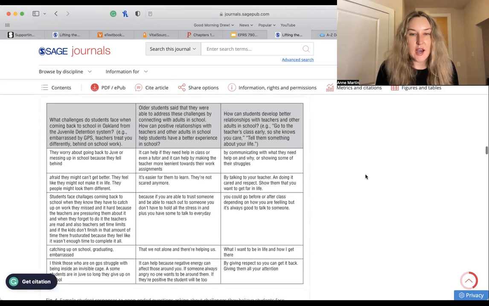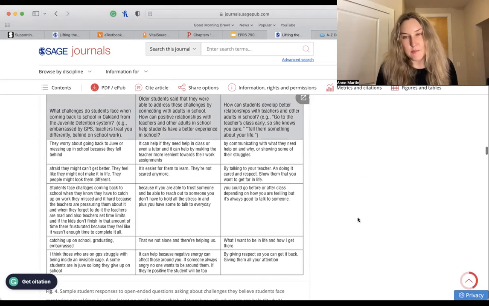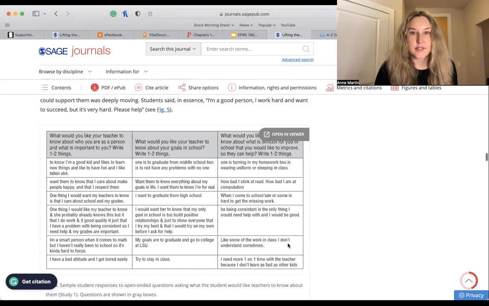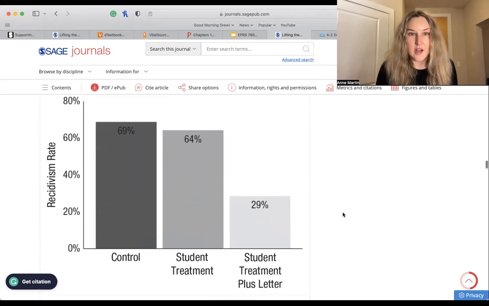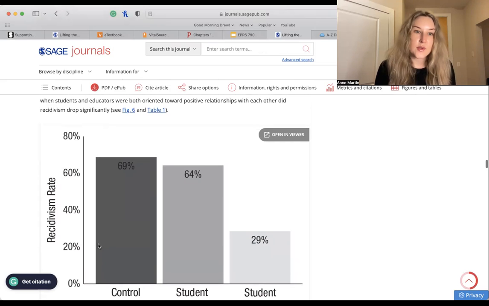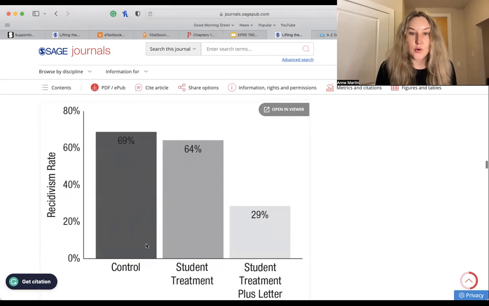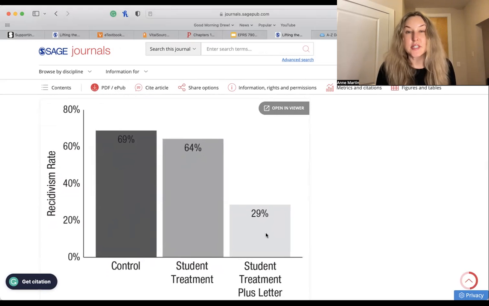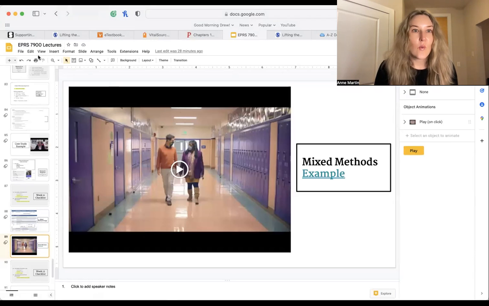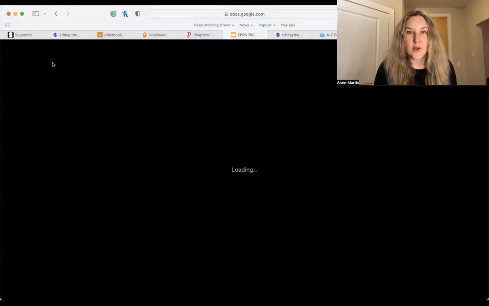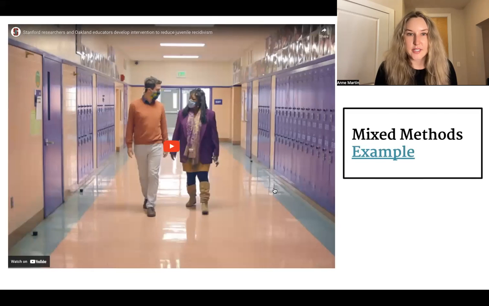So here you can see, this is what you'll often see in mixed methods or in qualitative research and in the papers, where you will see quotes from the participants. So here you can see these are some of the qualitative responses that they got for students. Here you can see some of those here. And then here you can see some of the quantitative data, the recidivism rate for students in the control group, the student treatment group, and then the letter group. So you can see that the intervention that they planned was quite effective. So let me go back so you can watch the study and hear from the researchers. So again, an example of mixed methods.